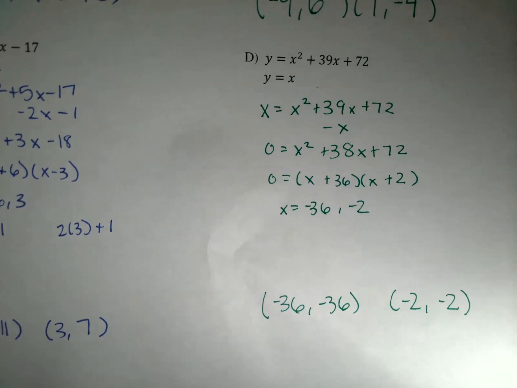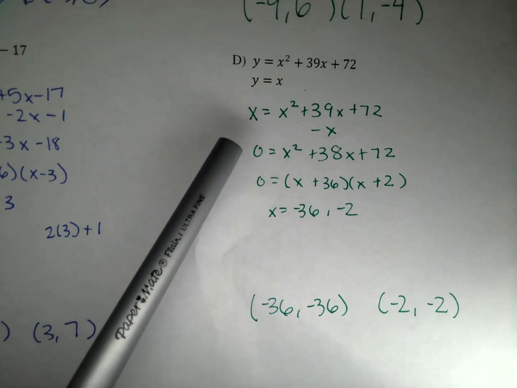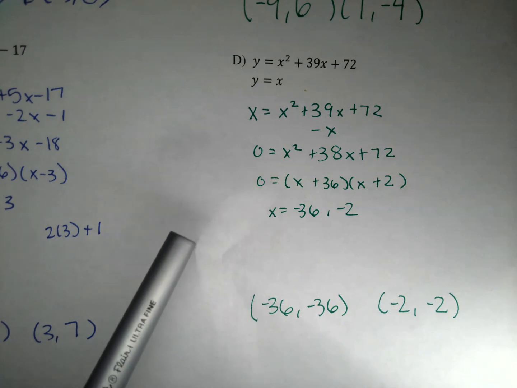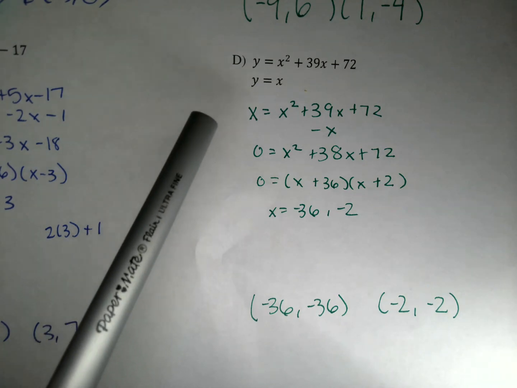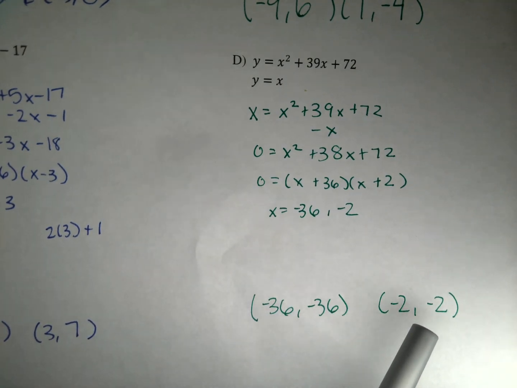For the last one, x equals y, so I just have to plug x in for my y right here. Subtract the x over. Factor this: x plus 36 and x plus 2. Solve it. x equals negative 36, negative 2. Because x and y are equal to the same thing right there, since I know x, I know y. And there you have it. See, easy peasy lemon squeezy.